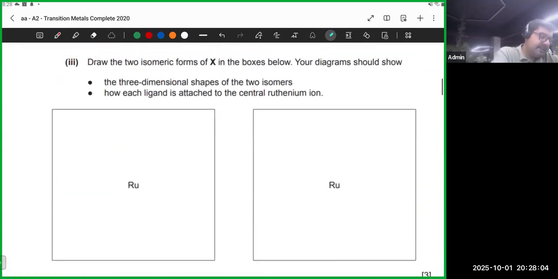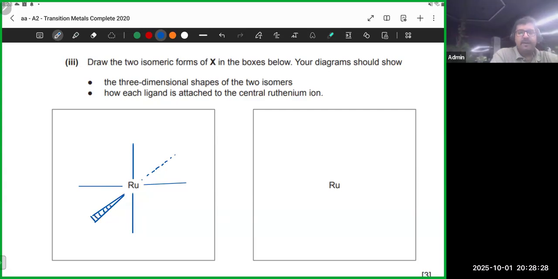So remember, it's octahedral. That's the first thing. So one bond on top, one bottom, one right. One is to the left, one is dotted, that's going behind, and then there's going to be a wedge shape, which is going to be coming in front of it, right? And it's going to have two isomeric forms. And let's see what those two isomeric forms are. So this one is octahedral as well.